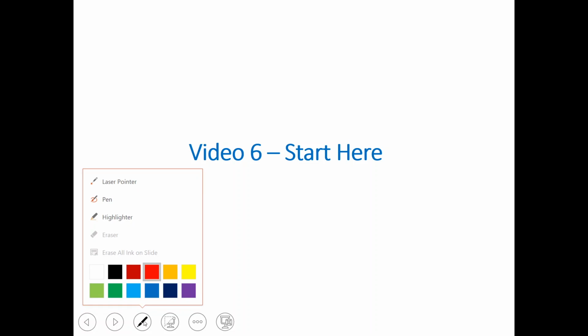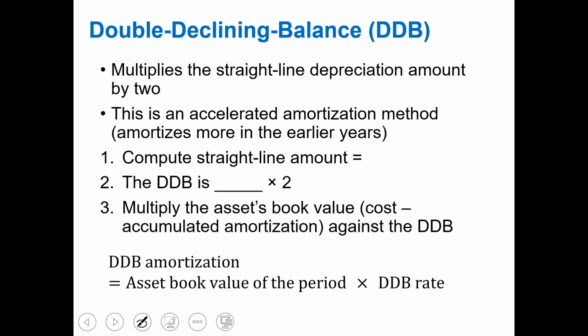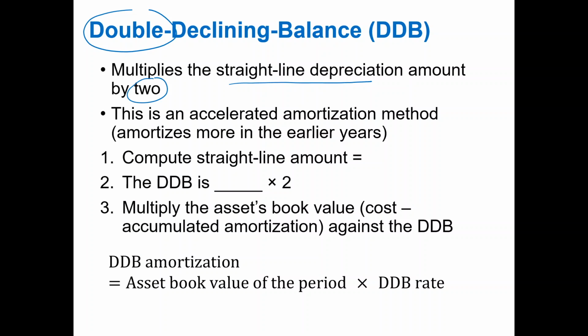The final method that we're going to look at now is the double declining balance amortization method. This method multiplies the straight line depreciation rate by 2. Remember that we calculated the straight line rate as 1 divided by the estimated useful life in years. Since this is double declining, we multiply that by 2, and by doing this, we're accelerating amortization. So the expense that we record will be more in the earlier years, and every single year it goes down a bit.